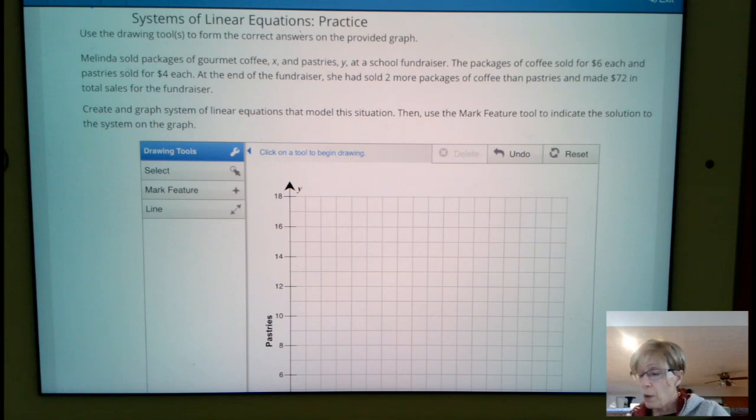Again, if you've been watching these videos, you know I'm on my iPad. I have difficulty drawing these graphs on the iPad, but before we can even do this problem, we need to write the equations for this problem.